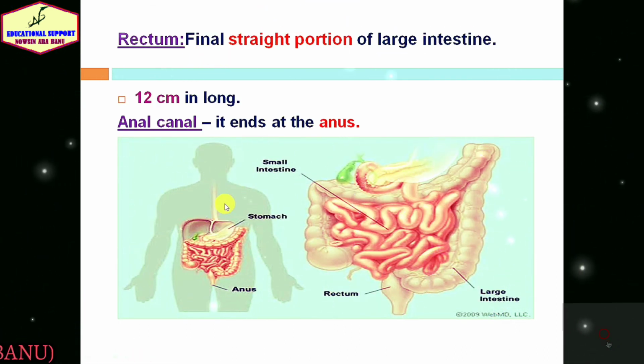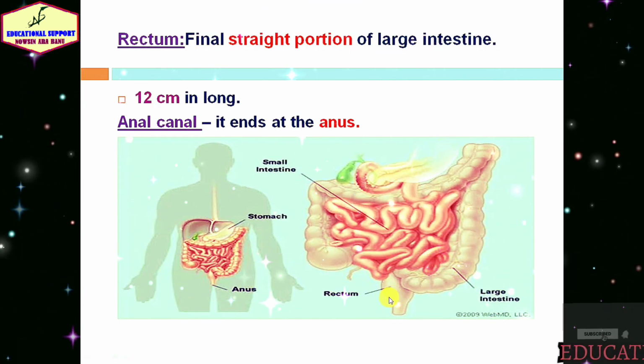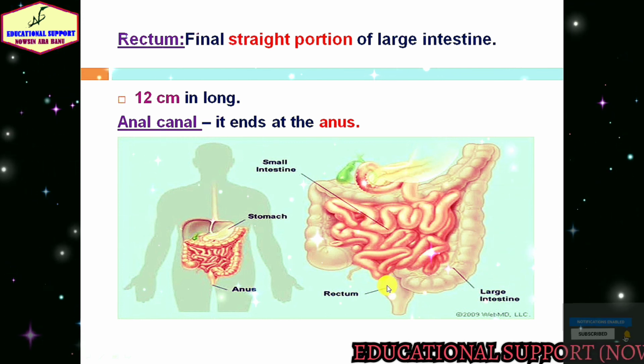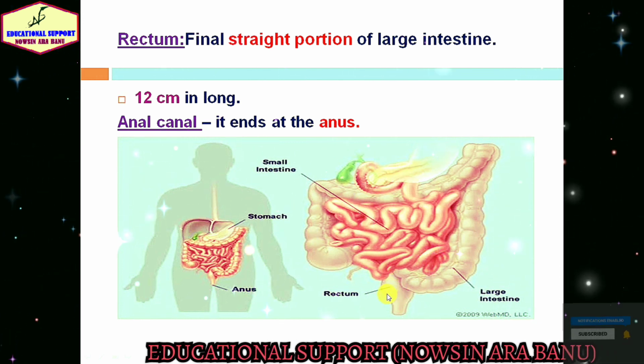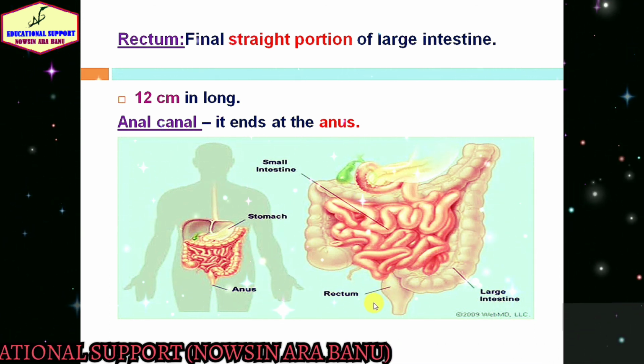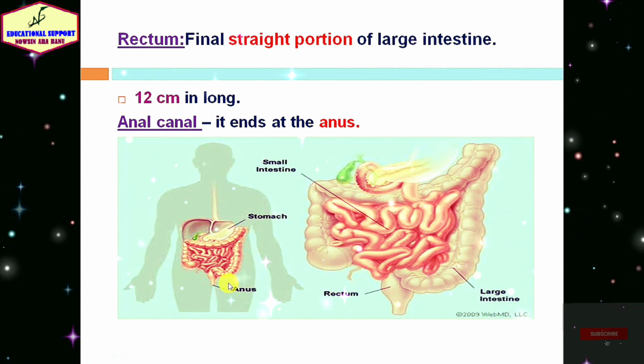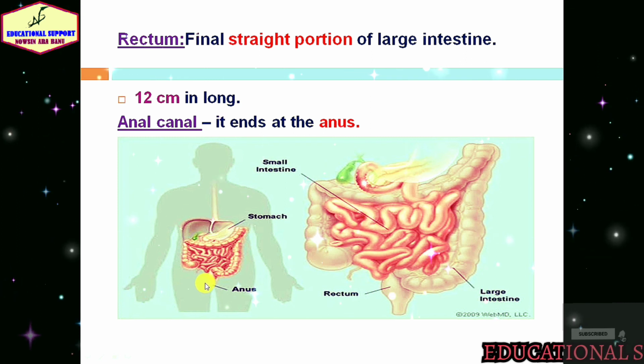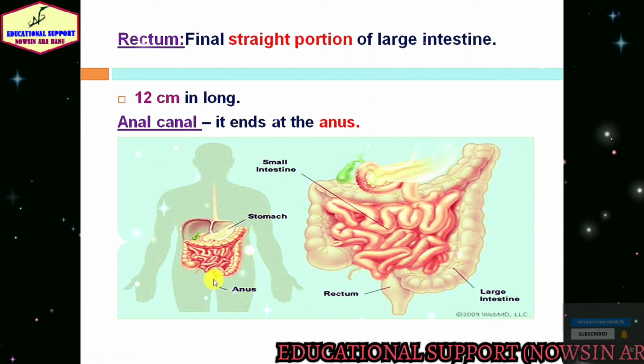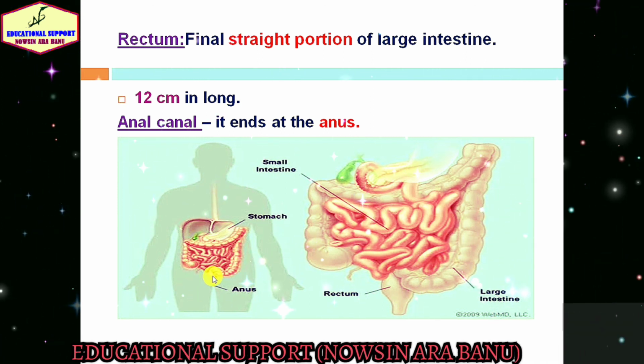Next is the rectum. The rectum is the final straight portion of the large intestine in humans, and it is about 12 cm long. And the anal canal ends at the anus, which opens to the exterior.